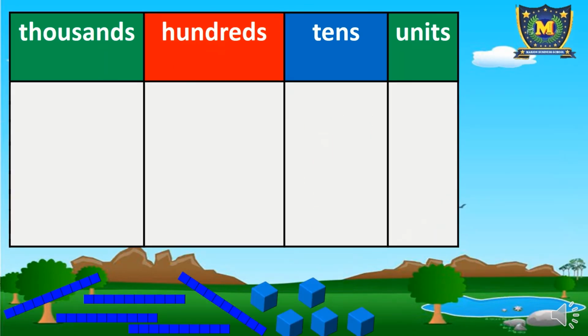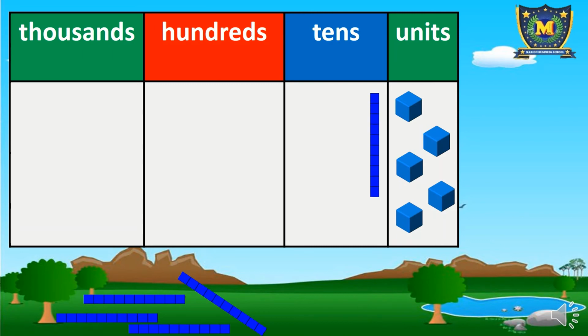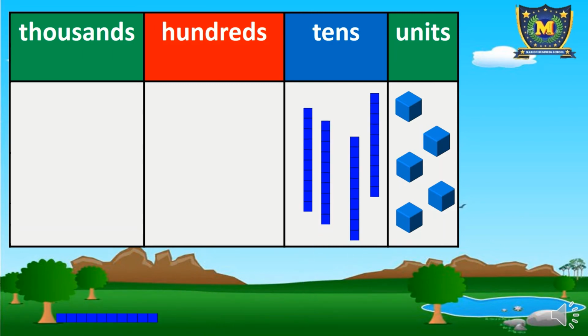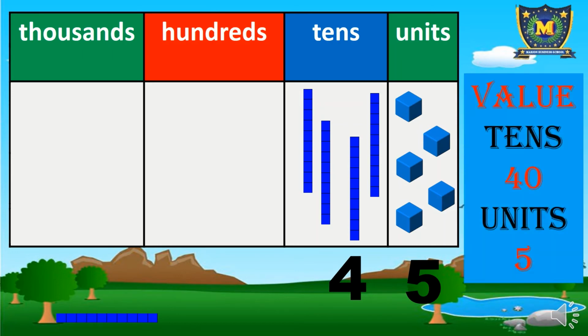Okay, last example. To make this activity more fun, let's put some units on the units place, and then rods on the tens place. Now let's start counting on the units place. We have here 5 units, and on the tens place we have 4 rods. Now let's know their value. For units, the value for 5 units is 5, and for rods, the value for 4 rods is 40.